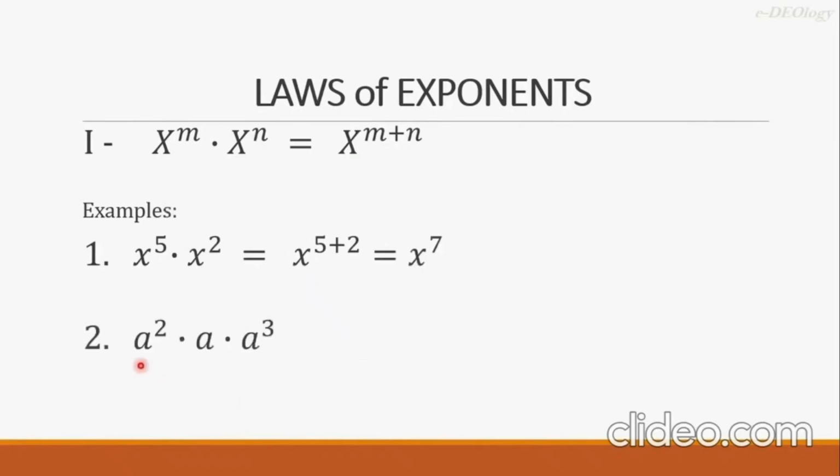Another example is a squared times a times a cubed. We see here that the a has no exponent, but if a variable has no exponent, it is understood to have an exponent of 1. So a is copied as the base and all exponents are added here. 2 plus 1 plus 3 equals 6. So the final answer is a raised to 6.